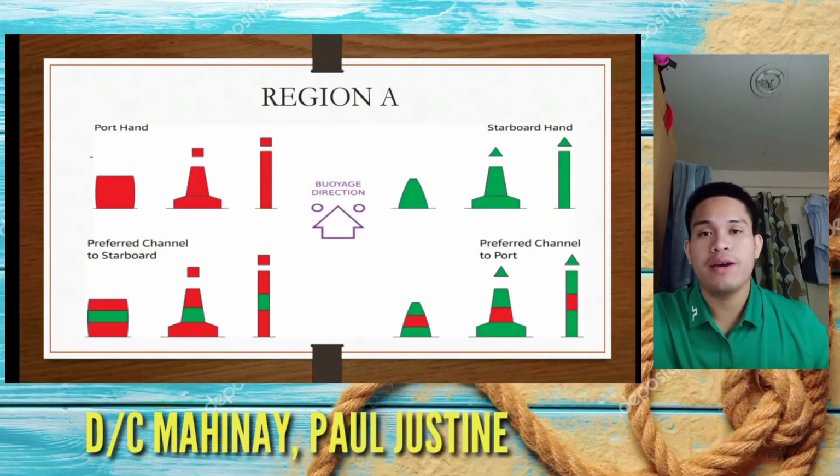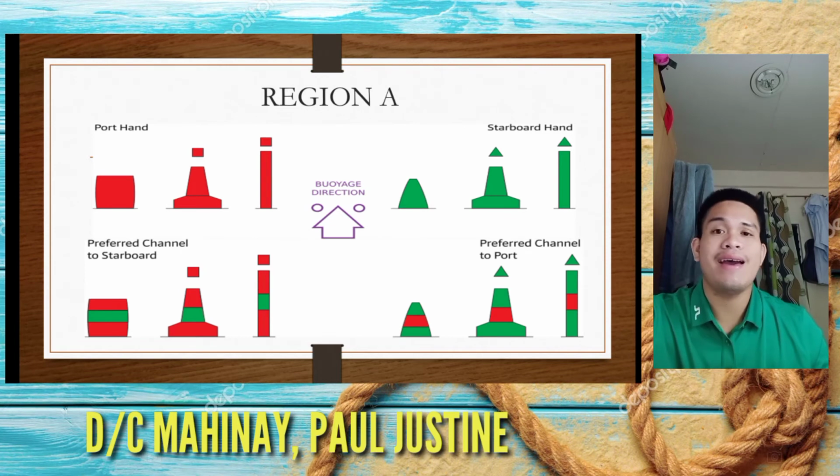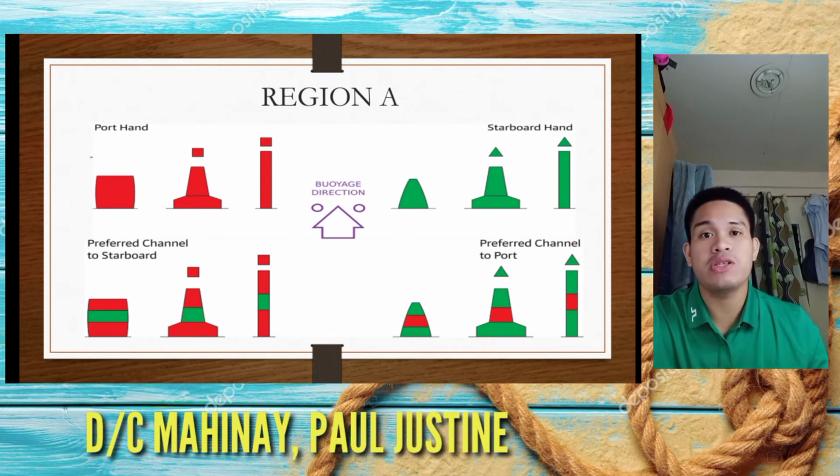So next, I will explain the lateral marks of region A. This diagram is schematic, and in the case of pillar buoys in particular, their features will vary with the individual design of the buoys used. As you can see, this is going upward. In the middle, the direction of the buoyage is the color magenta.